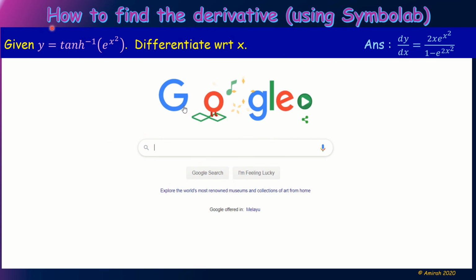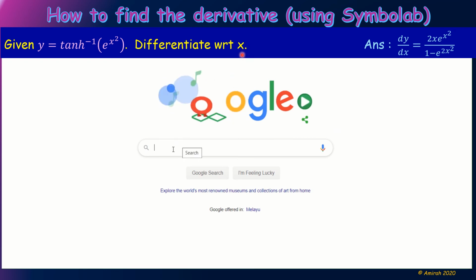Now let me show you how to find the derivative using Symbolab. We use the previous example, example 3. Given y equals inverse tan e to the power of x squared, differentiate with respect to x. And then we get the final answer here, from the previous slide.